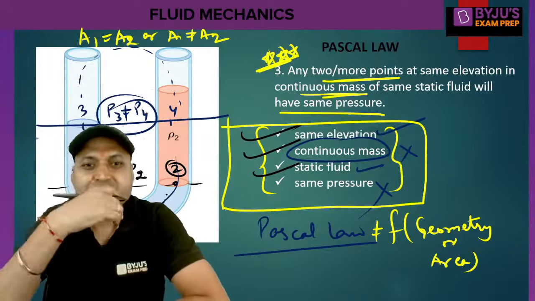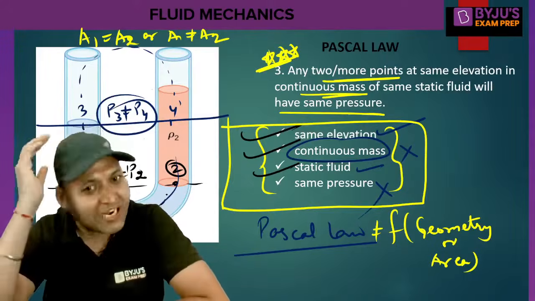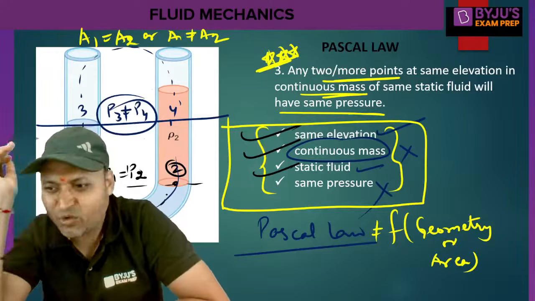If only two conditions are getting satisfied, then the remaining two will not be true.